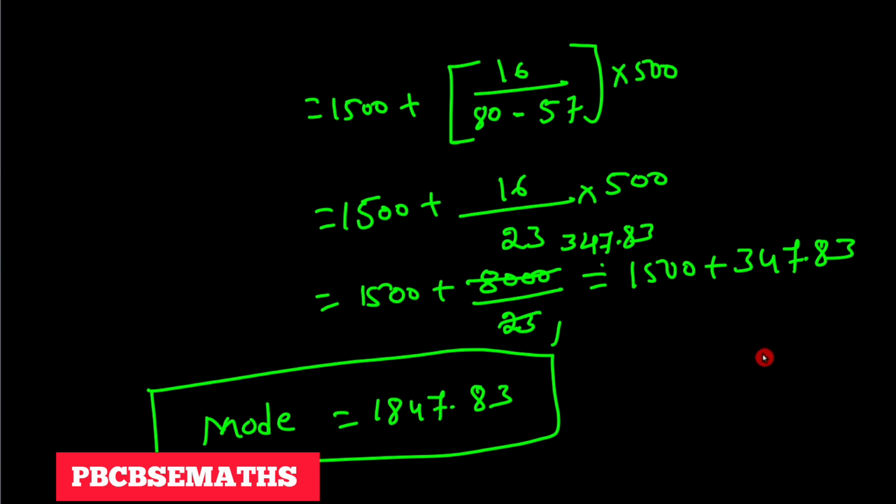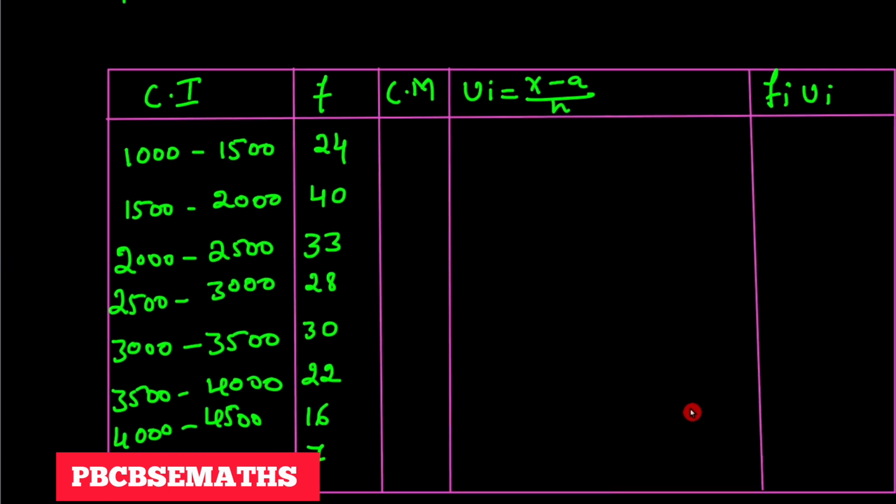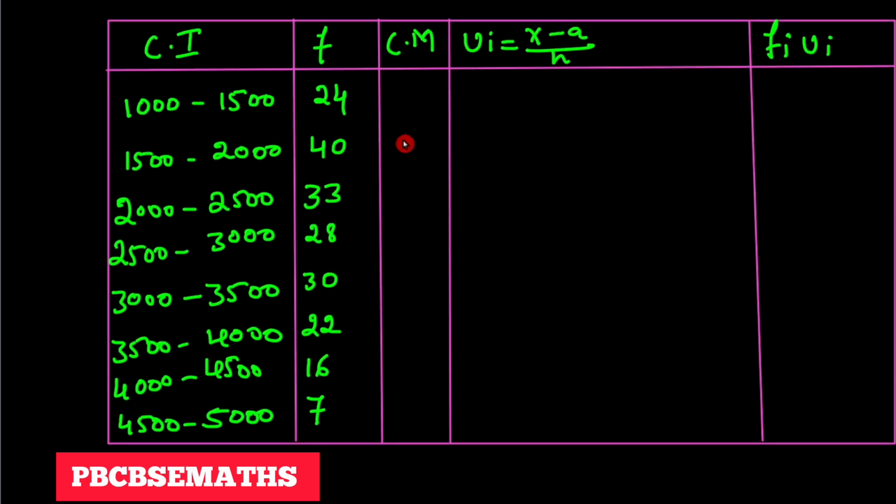Now let's find the mean of this given data. For that, we have this class interval, we have this frequency. Let's find out the mean of this given data using the assumed mean method. In that assumed mean method, we need the class mark, thereafter the deviation, then the product of the frequency and this deviation. So let's first find out the class mark. Class mark is the sum of the upper limit and lower limit, then divided by 2.